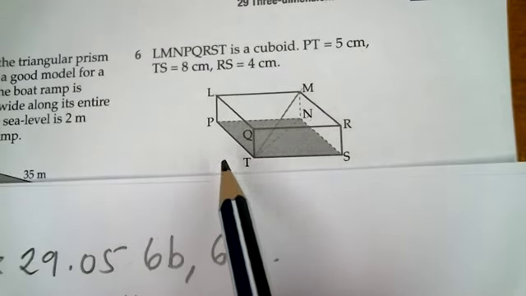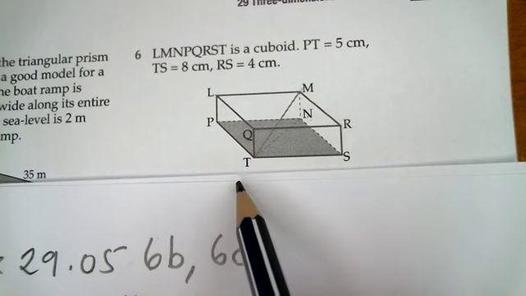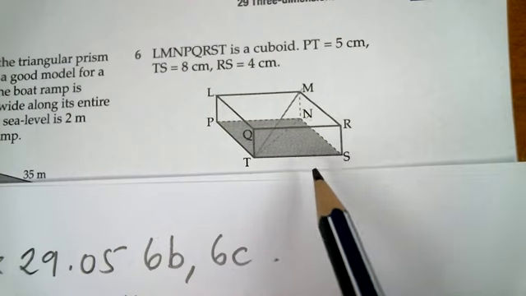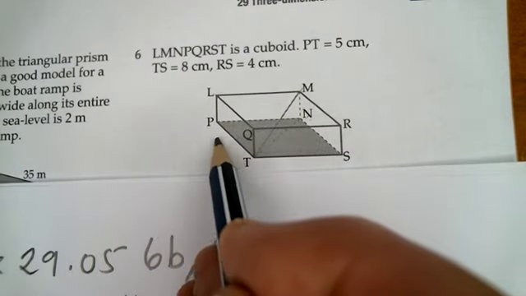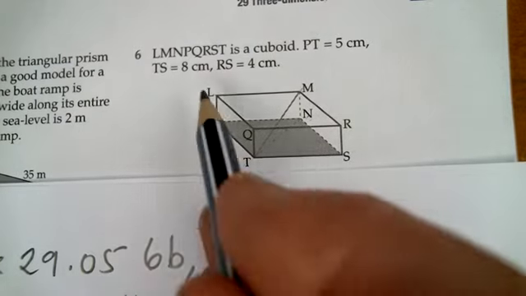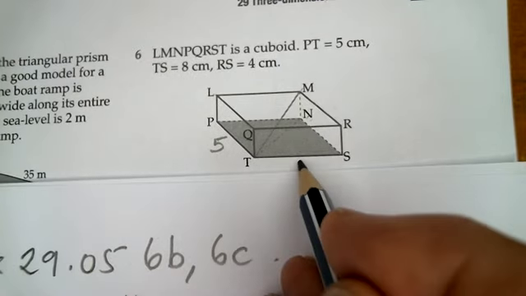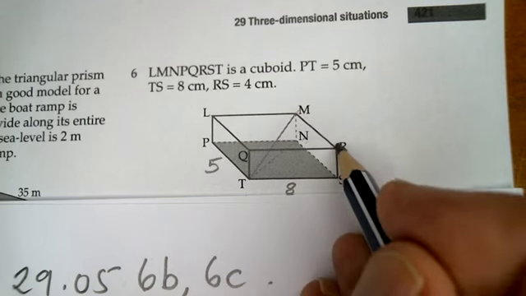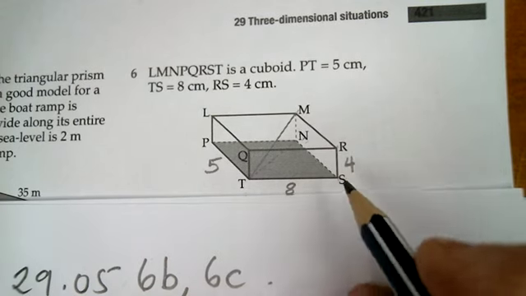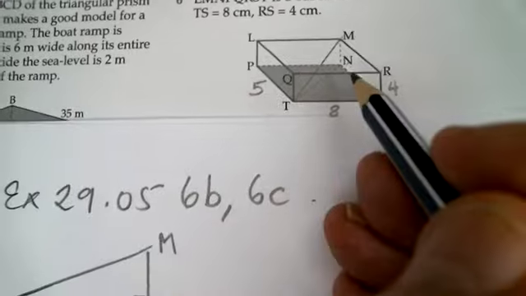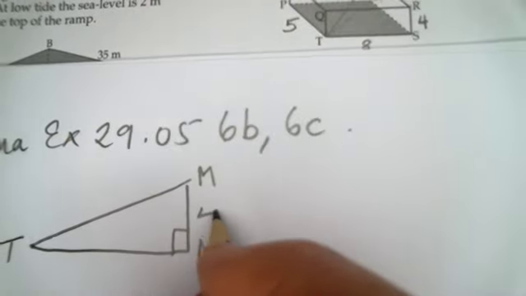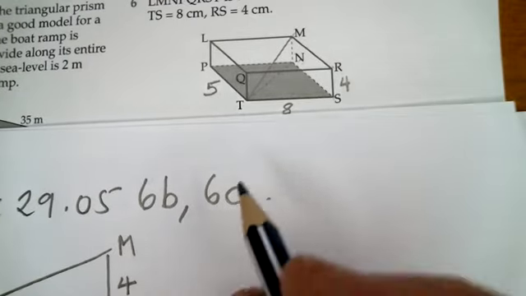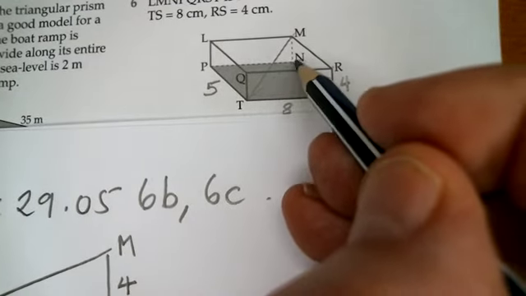And what are these? Well, PT is 5. We'll fill some of this in now. TS is 8, and we know that RS, that's the one we want, RS is 4. So that means that MN will also be 4 because it's a cuboid. So this is going to be 4 here, and we can find out very quickly the length TN. We have to get TN first.